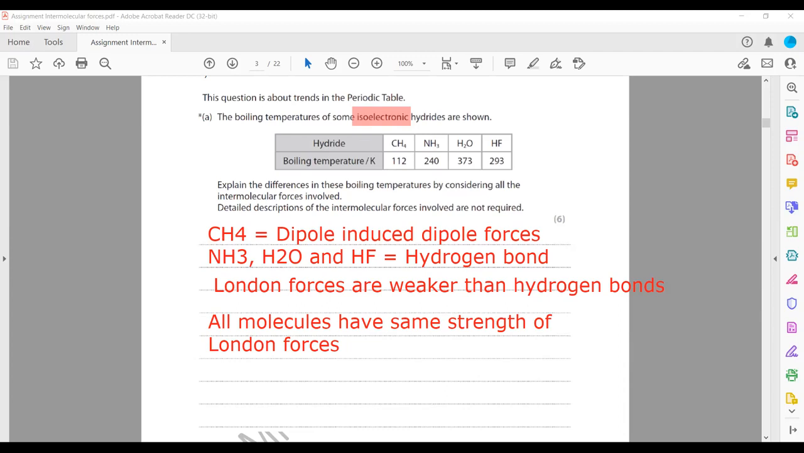Then when we compare, fluorine has a greater electronegativity than nitrogen and oxygen. So its hydrogen fluoride bond, the HF bond, will be the most polar.